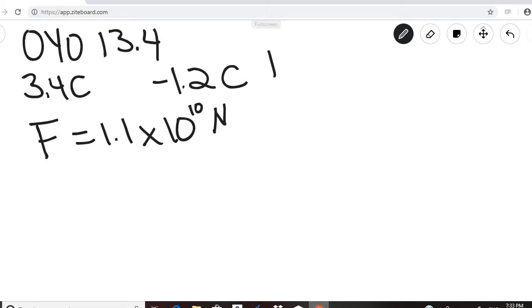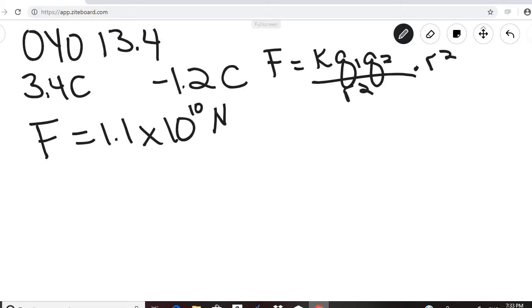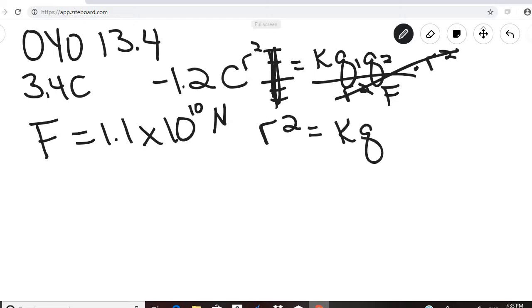Okay, so we're basically just going to take our equation and we are going to solve for R squared. So we'll multiply both sides times R squared, so that puts the R squared over here. Divide both sides by F, so that gets rid of the F there. So then R squared is going to be equal to K times Q1, Q2 divided by F. And then R will be the square root of that.